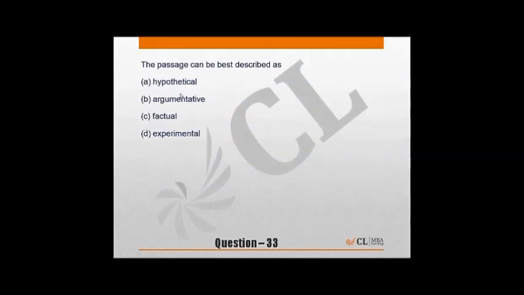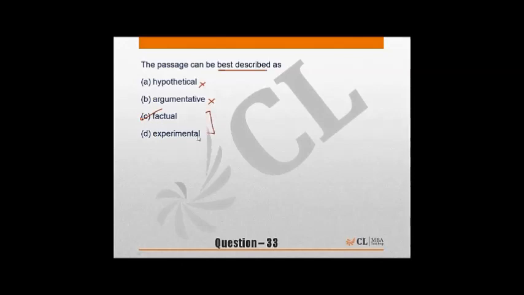Question 33. The passage can best be described as hypothetical. No, it is not. It's a real passage. An experiment has been conducted, so there's nothing hypothetical about it. Argumentative. The author is not arguing. He's just giving a passage in which the facts of an experiment have been detailed. Hence, I would call it factual.